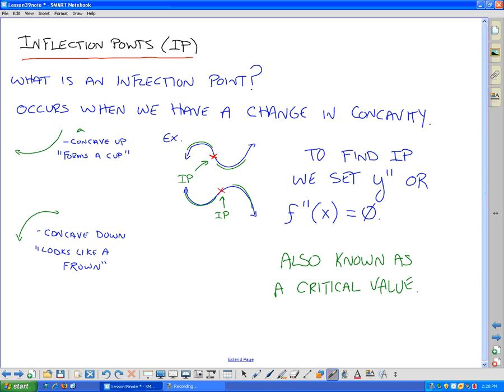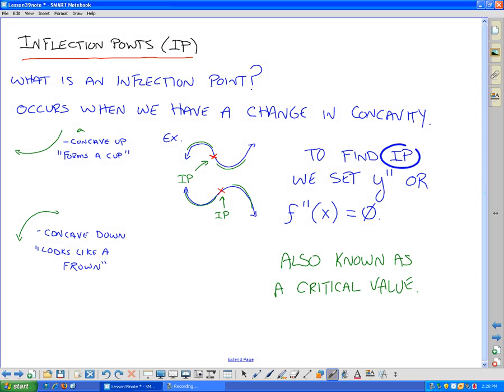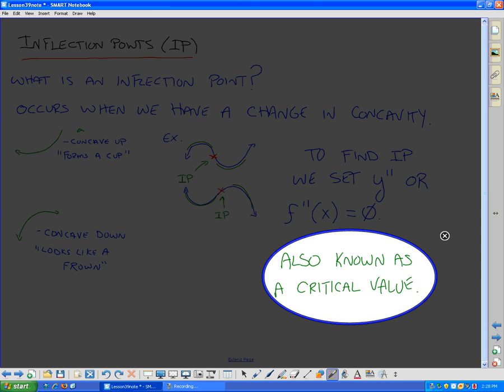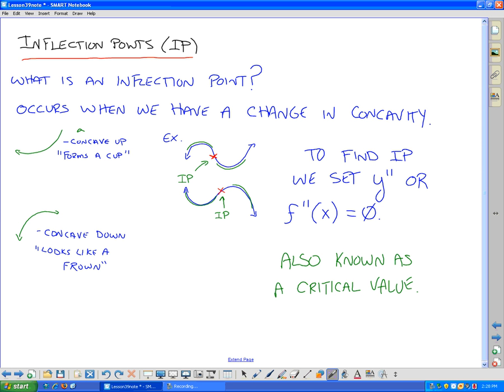If it's greater than 0, it's a minimum. If it's less than 0, it's a maximum. If it's equal to 0, it's an inflection point, an IP. It just saves you space on your cheat sheet. Inflection points are also known as critical values. Critical values are key values on the graph. So our XY intercepts, locations of max and mins, and inflection points all fall in that category. So there are your inflection points.